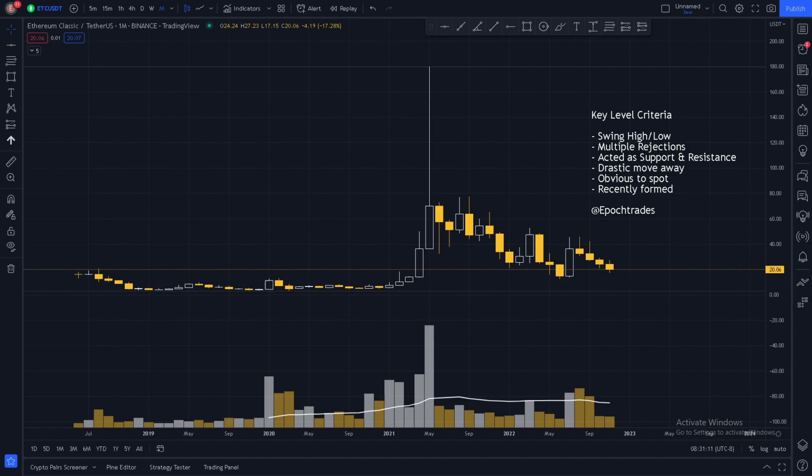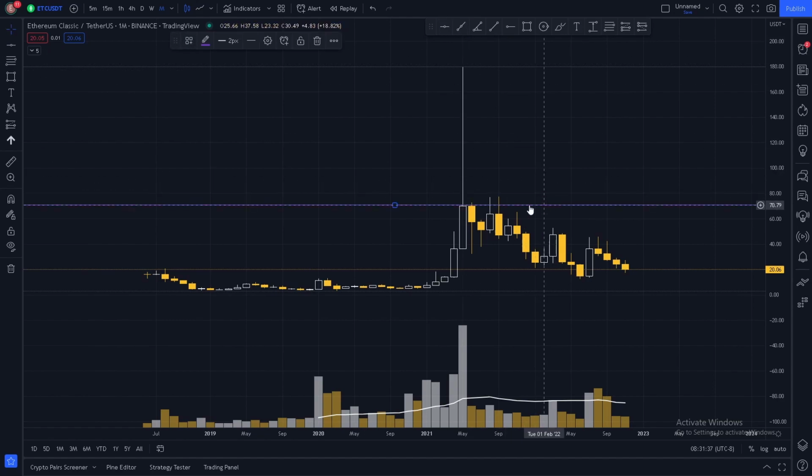Today we're going to be covering key levels on the monthly and weekly timeframes for Ethereum Classic. So, as always, our key level criteria: we look for swing highs and swing lows, multiple rejections, acted as support and resistance, drastic moves away, obvious to spot, and recently formed. So, let's go ahead and hop right in.